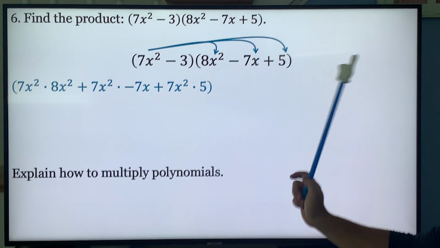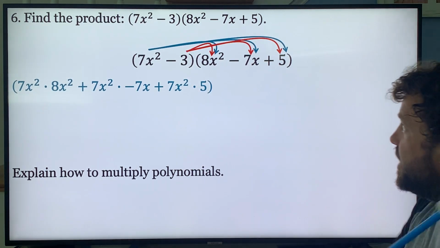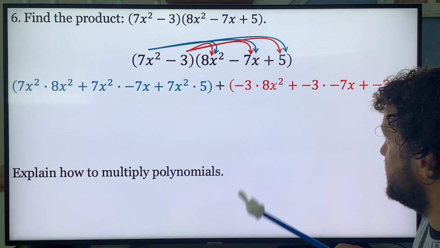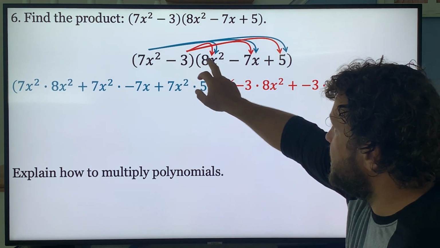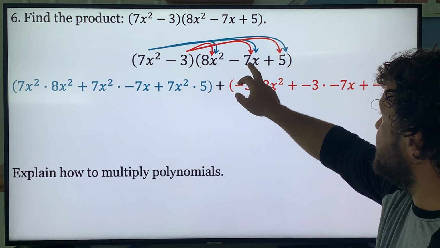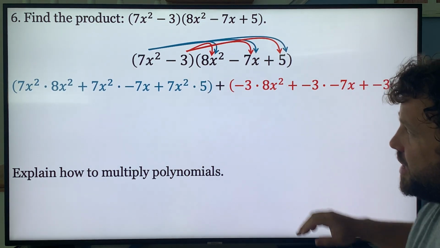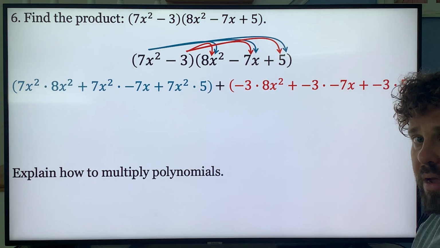Then after you do that, you're going to distribute the negative 3 to all 3 pieces. So plus negative 3 times 8x squared, negative 3 times negative 7x, negative 3 times 5. All right, you don't have to write this out.